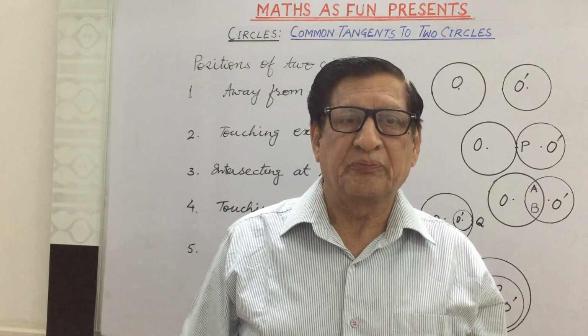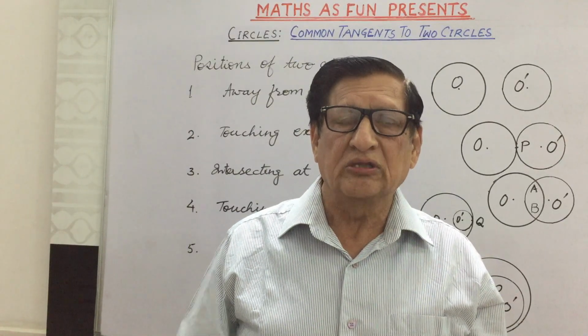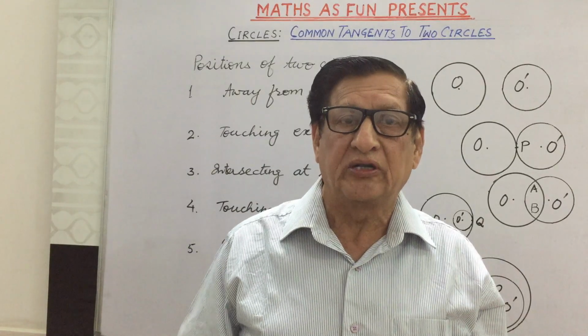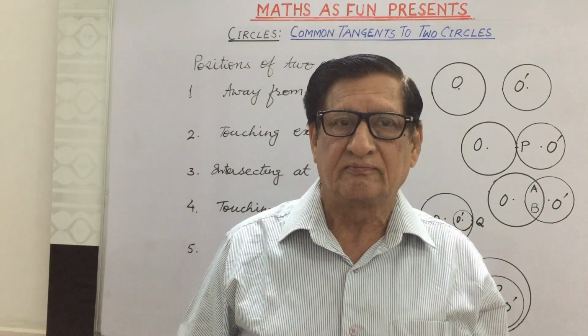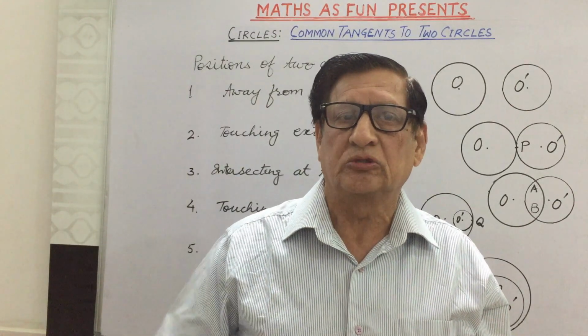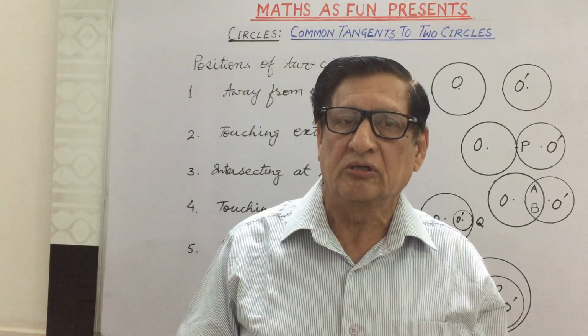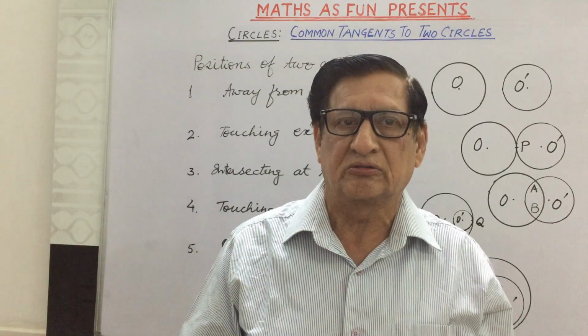Hello everyone. In the previous video we have learnt about the tangents to a circle. Now in this video we will learn about different positions of two circles and also about the common tangents to the circles. How many common tangents can be drawn to two circles when they are in different positions?